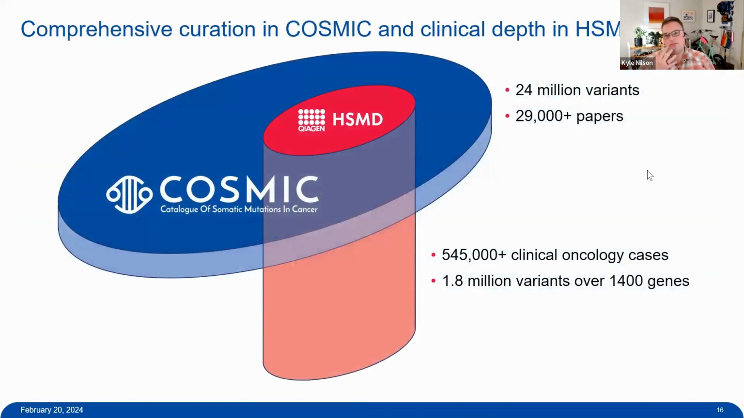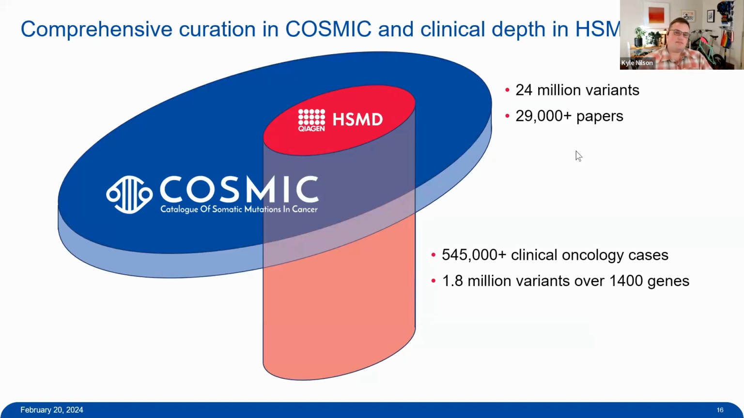However, we like to pair that with our own human somatic mutation database. And in this case, one of the things that we provide is clinical depth. So COSMIC, because it has so many variants, it can sometimes be difficult to figure out which variants are the most frequent in a given cancer type. Or you might be interested in some other clinical details. HSMD was built from the ground up using clinical data. And because of that, we have millions of variants over a very small number of genes. And all of that information is based on over 500,000 clinical oncology use cases.